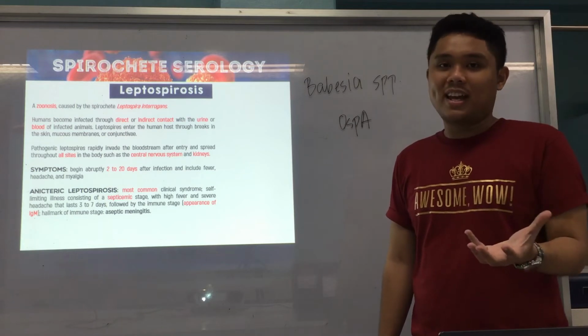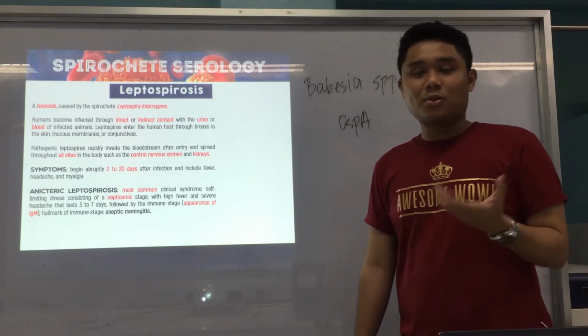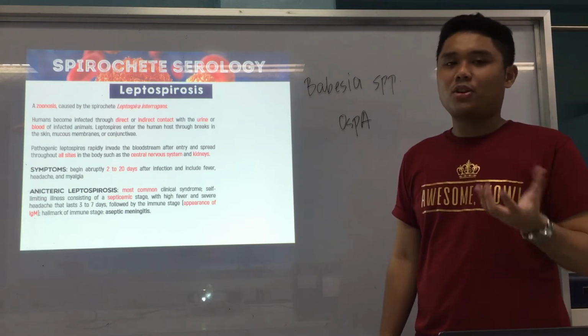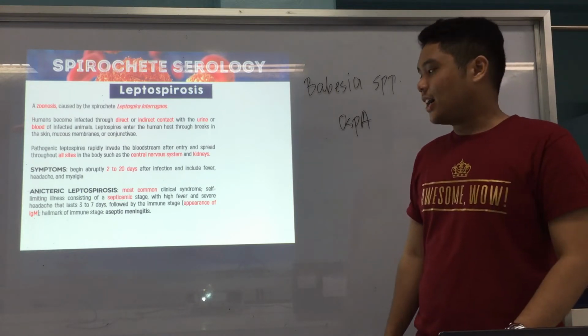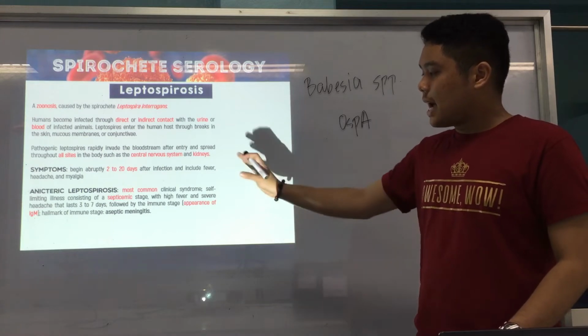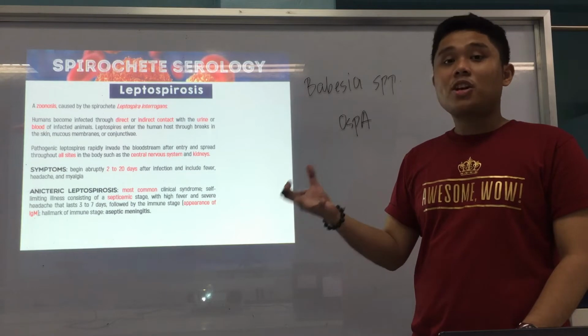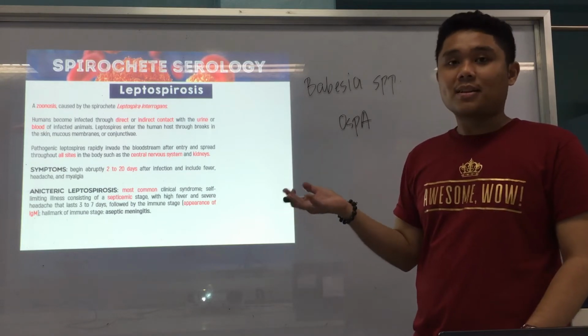So it reaches the brain, okay? It can now cause aseptic meningitis. When you say aseptic, it's not caused by bacteria, so there's no pus or whatever. In the anicteric leptospirosis also, after 3 to 7 days, IgM starts to appear, okay? Your antibody starts to appear.